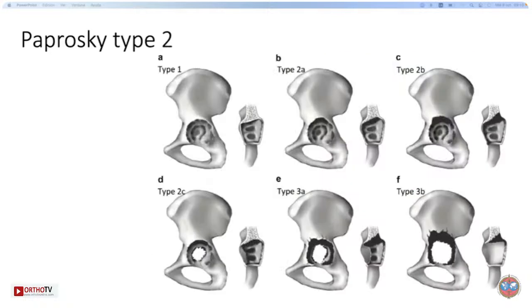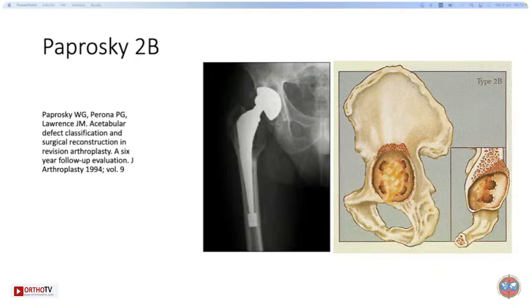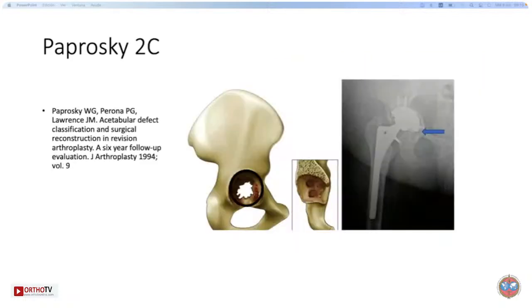I won't talk about type 2 defects because the next speech is about it, but I will quickly show you a Paprosky 2A defect, a Paprosky 2B defect, and Paprosky 2C defects.